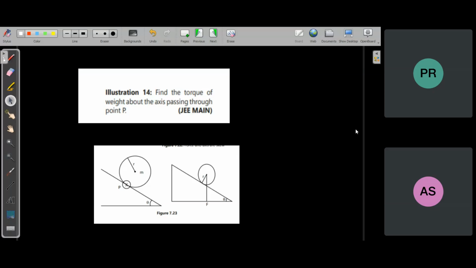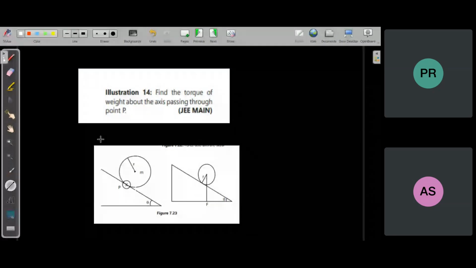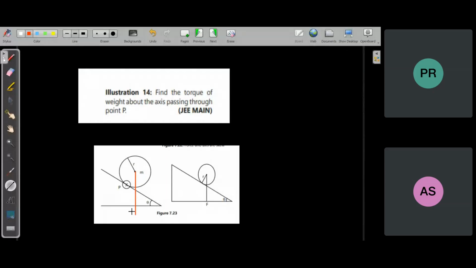See, M is given, R is the radius of the sphere, that is given. Theta is the angle made, so MgR sin theta will be the answer. MgR sin theta will be the torque about the point P due to weight. So first of all, mg will be in this direction, and this is R. Then R sin theta will be the perpendicular distance.